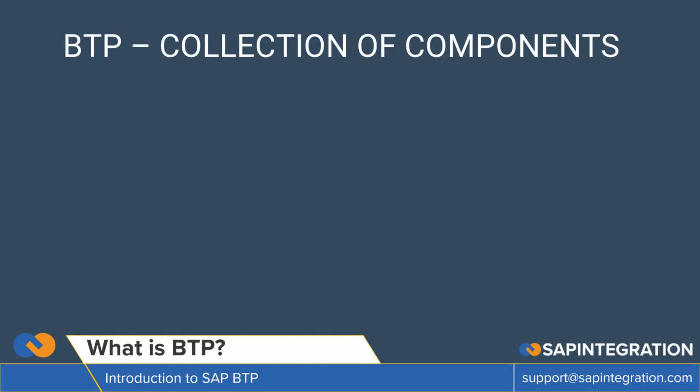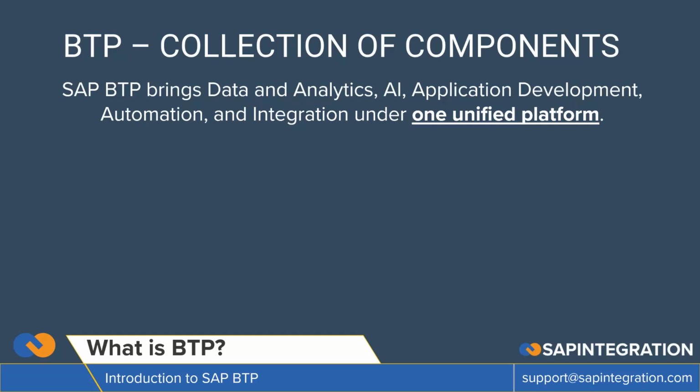We talked about SAP BTP as a technology platform, and a technology platform is nothing but a collection of components. So let's understand each of the components and how they fit into the BTP. SAP BTP brings data and analytics, artificial intelligence, application development, automation and integration under one unified platform. If my business goes into SAP BTP, then I can address all these areas using the components available in the SAP BTP.